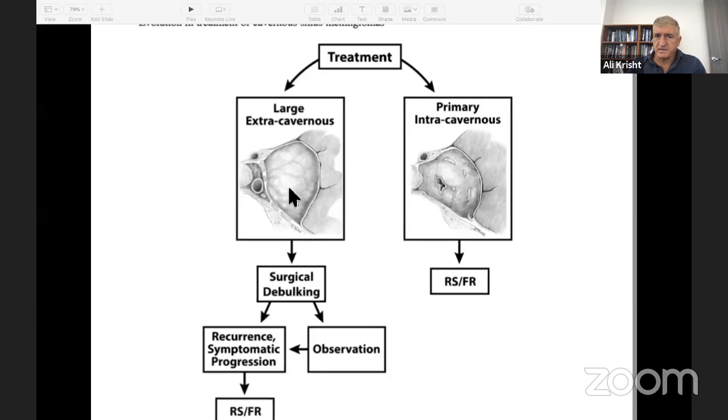But what is disturbing is when you look at what's called primary intracavernous meningioma. This is a wrong picture, which was published in one of our journals. And you can tell the authors didn't know the anatomy and the reviewers didn't know the anatomy, because if I was one of the reviewers, I would say, I'm sorry, this is wrong. This is a wrong depiction of the pathology of these tumors in that region. The nerves are on the surface. They're not inside the tumor when it comes to cavernous sinus meningiomas.